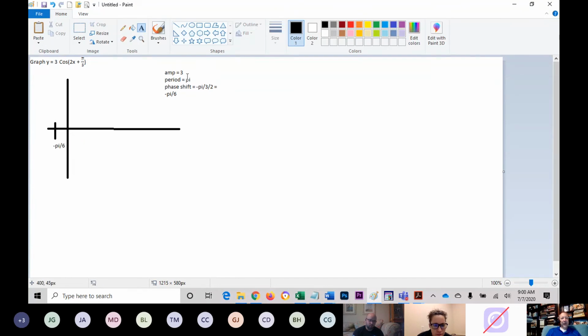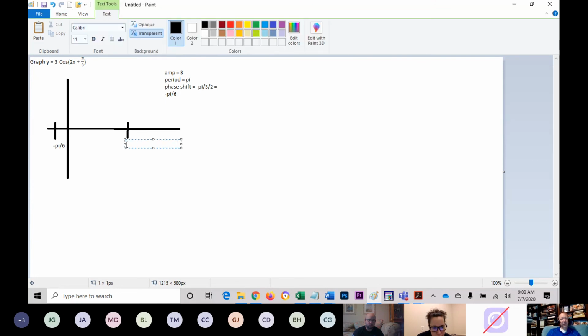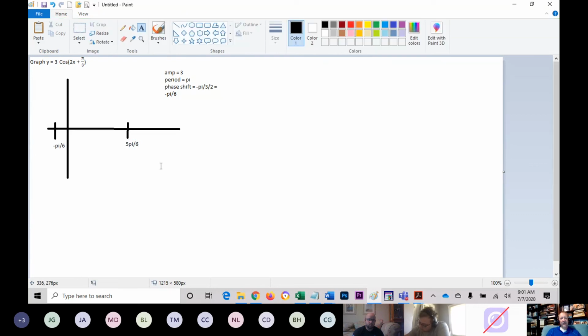Now, if the period is pi, so if we're drawing one whole period here, and we're going pi units from there, what is this value? Five pi over 6. Yes, 5 pi over 6. Okay, does that make sense?